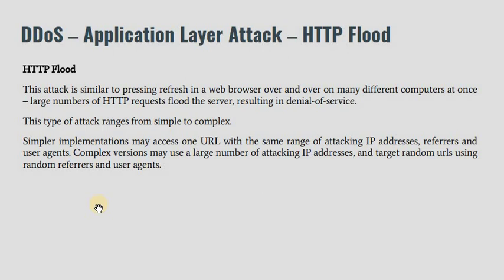So this type of attack can be very simple, targeting a single URL, or it may be a very complex one where multiple different URLs are attacked. As you can see, complex versions may use a large number of attacking IP addresses. The botnet may be huge, and it may be trying to access various random URLs at the server end. Things become very complicated at that point, right? Because it seems very normal to access the various web pages of a website, and then it is very difficult to track a particular attacker.